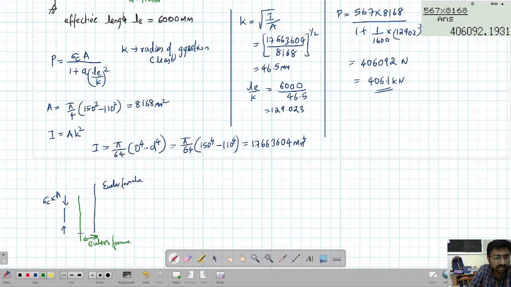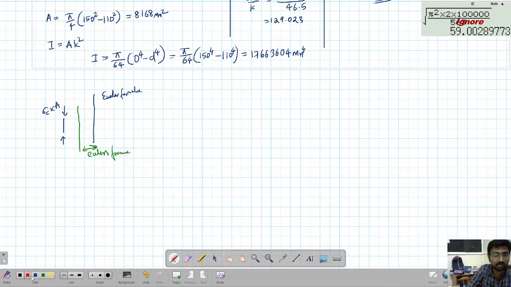So this is the critical length. After this length, we can start applying Euler's formula. After this length, the value from Euler's formula will always be less than the value from the compressive strength. So this is the length they are asking for. Basically, it is the length at which Euler's formula and the short column formula both give the same value.